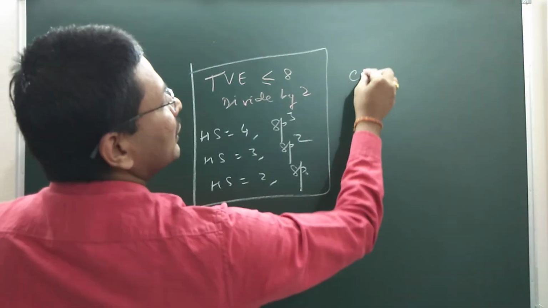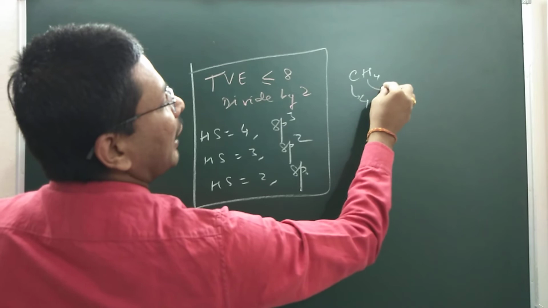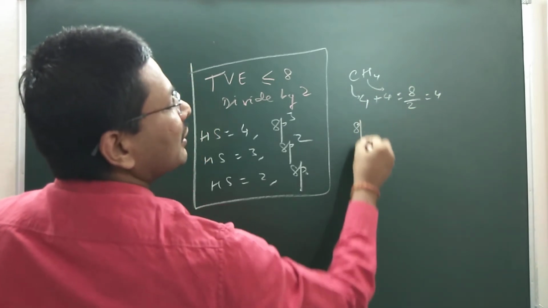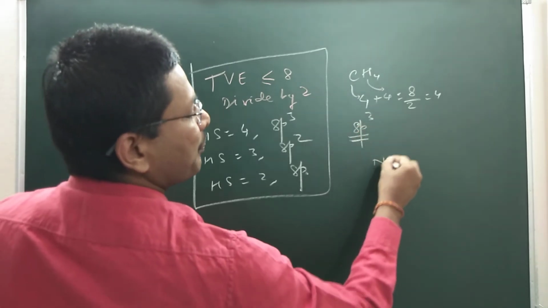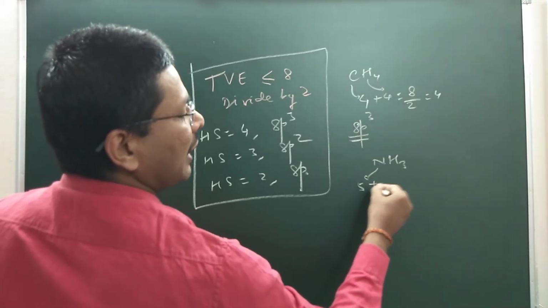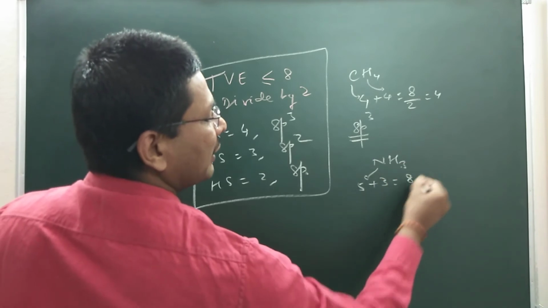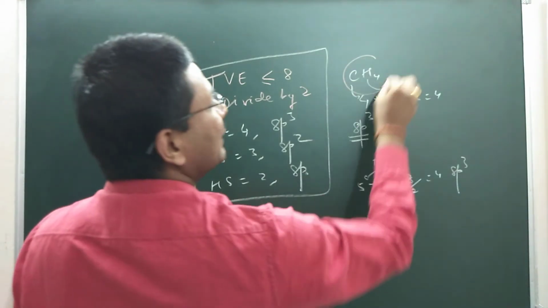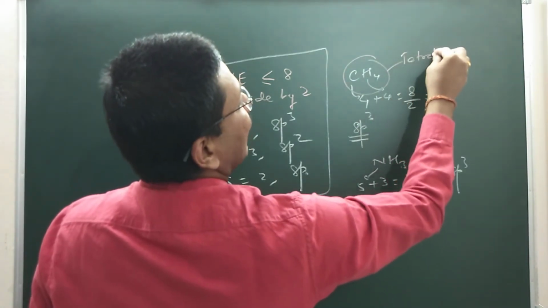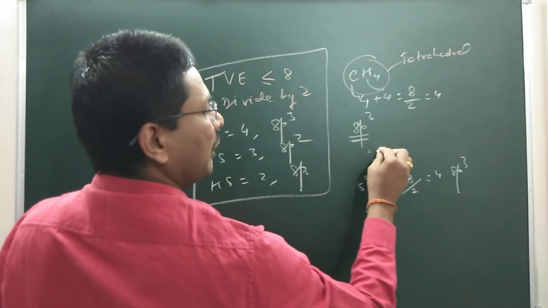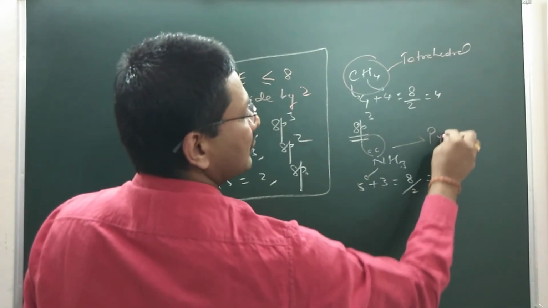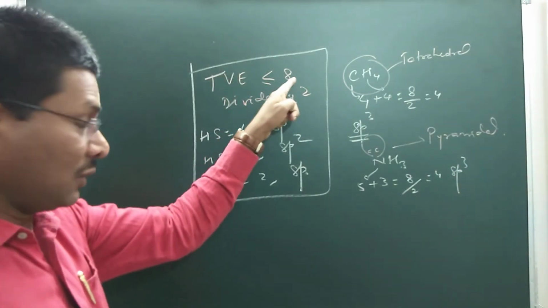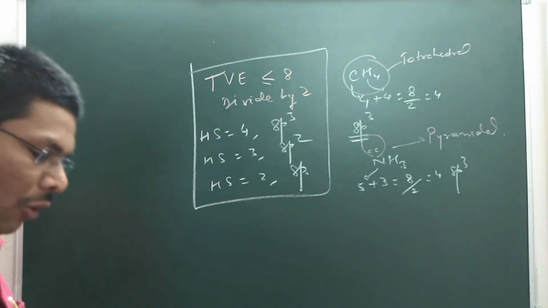You can find out, like in methane: the valence electron count is 4 in carbon, hydrogen has 1, and there are 4 hydrogens, so 4 plus 4 makes it 8. 8 divided by 2 is 4, that is sp3. Ammonia: nitrogen has 5 valence electrons, hydrogen has 1, and 3 hydrogens make it 3, so 8 divided by 2 is 4, sp3. Both are sp3. The difference is that the shape of methane is tetrahedral, and as you know ammonia has a lone pair over it, so the shape changes to pyramidal. This way you can find out the hybridization of a given species if the total valence electron count is less than or equal to 8.